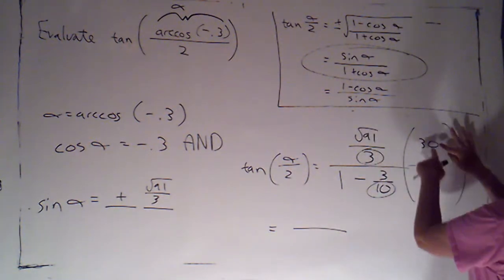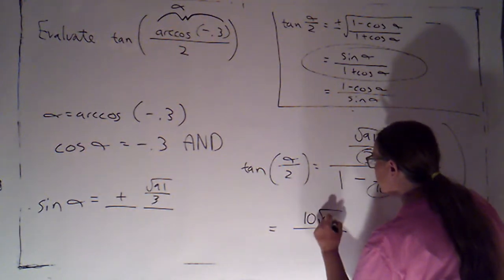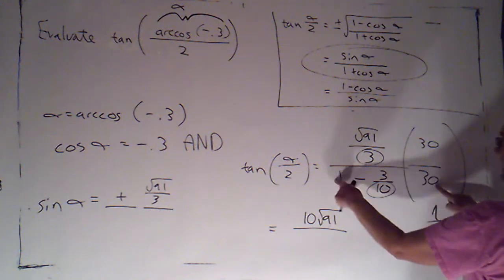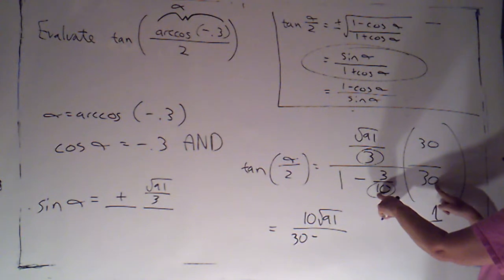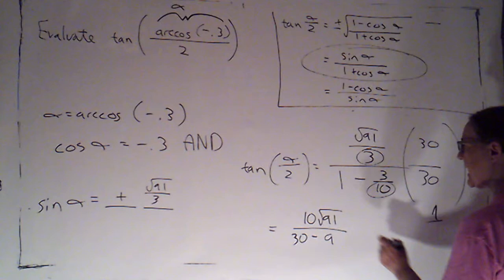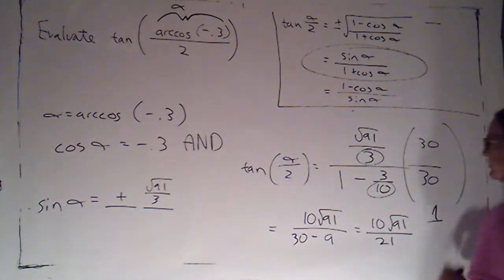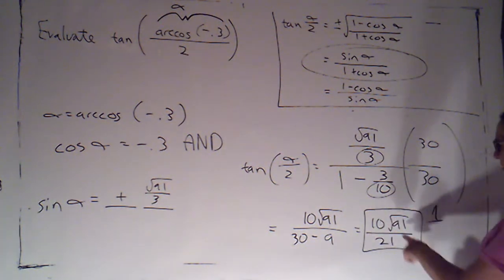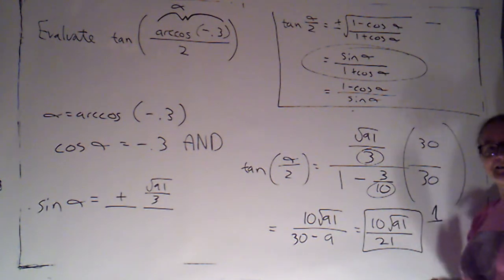So if I work this out, the 30 will cancel with the 3 to give me 10, so I'll have 10 root 91 on top. Distributing the 30 on bottom, I'm going to get 30 times 1 is 30, minus 30 cancels with the 10 to give me 3, and I'm multiplying it by that 3, so that's going to be minus 9. So I'm going to get 10 root 91 over 21. And that is fully simplified. Root 91 doesn't have any perfect squares that divide evenly into it, so that's going to be my final answer.